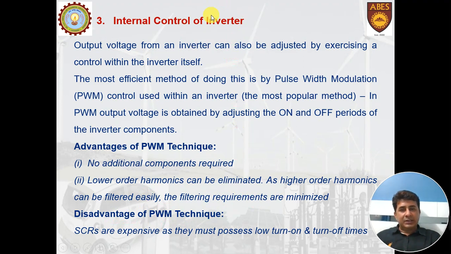If you are controlling the inverter internally, that means you are playing with the switching of the devices. By changing the sequence or by increasing the switching speed of the devices, you can achieve the PWM. But if you are increasing the switching speed, you will have to use those devices which have low turn on and turn off times. Those devices are expensive. So the cost by this method of PWM is increased.